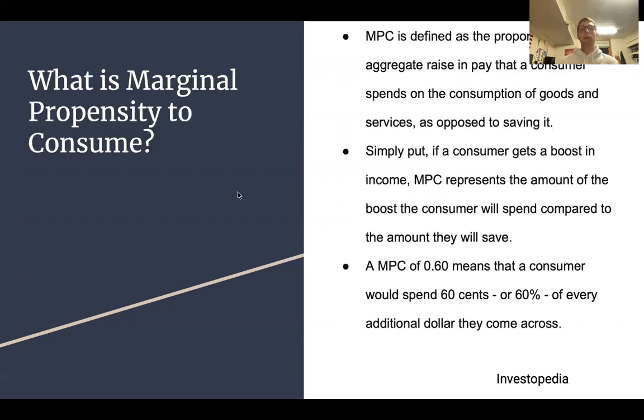So first of all, marginal propensity to consume is defined as a proportion of an aggregate raise in pay that a consumer spends on the consumption of goods and services as opposed to saving it. So on a more basic level, if a consumer gets a boost in income, marginal propensity to consume represents the amount of the boost the consumer will spend compared to the amount they will save. So for example, if I had a marginal propensity to consume of 0.6, that means I would spend 60 cents, or 60%, of every additional dollar that I came across.